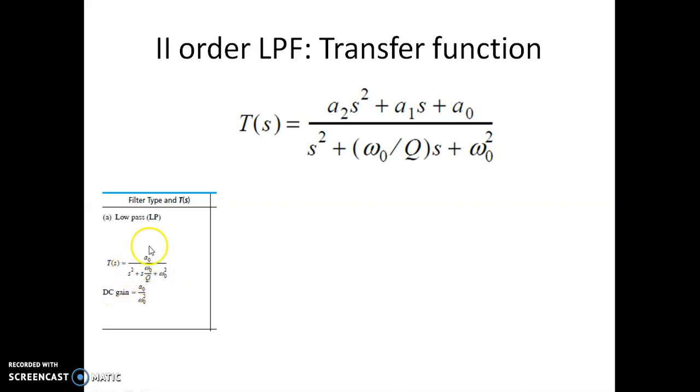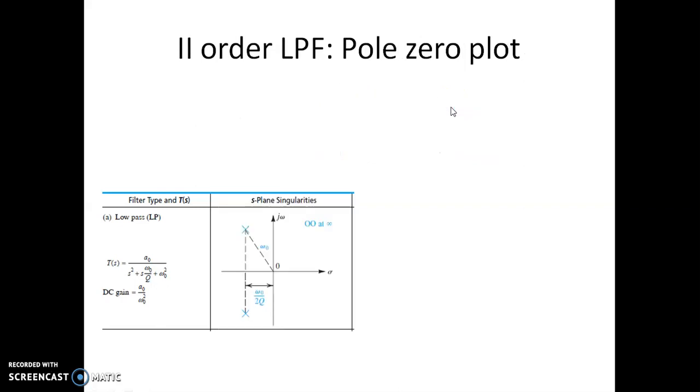The DC gain of this particular filter, how do we find the DC gain? Substitute s equal to 0. Suppose we substitute s equals 0 here and here, and we are left with a naught by omega naught square as the DC gain. So this is a transfer function of a low pass filter, which is simply making a1 and a2 as 0 in the general transfer function, meaning that there is no finite zero in the transfer function. So both the zeros are located at infinity.